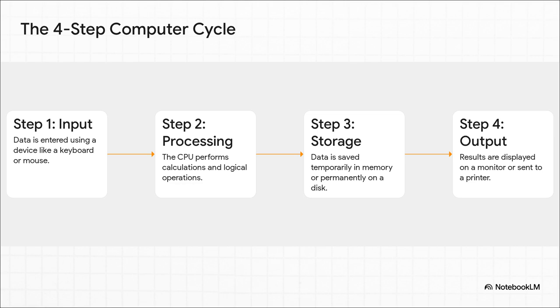Step 2 is processing. The CPU figures out what you did. Step 3 is storage. The computer holds onto that information for a split second. And Step 4 is output. The letter you typed appears on the screen. Input, processing, storage, output. It happens over and over, super fast, for everything you do.